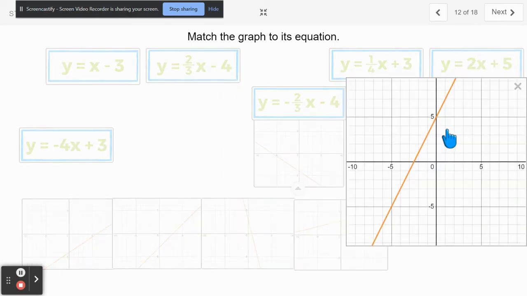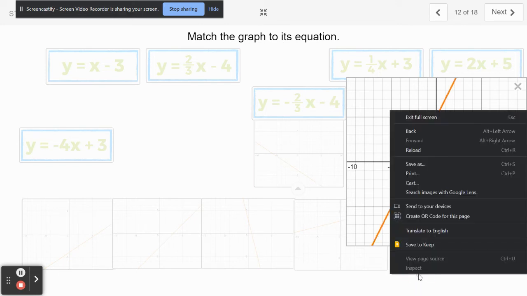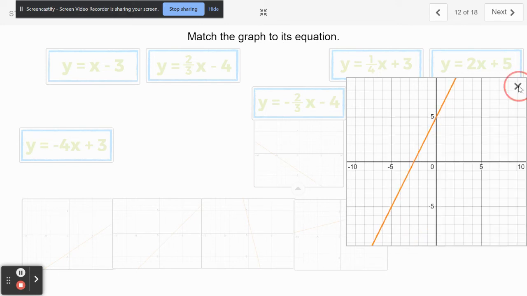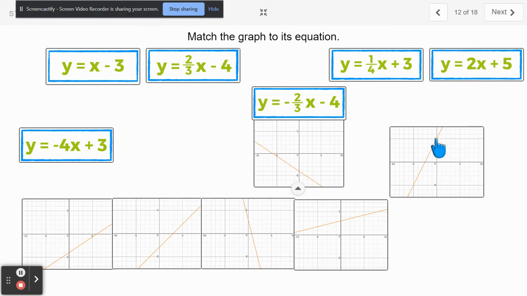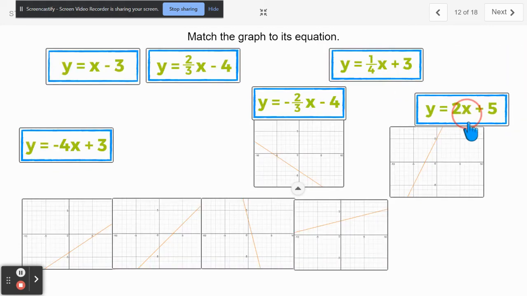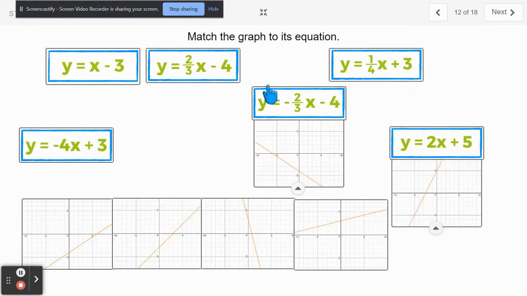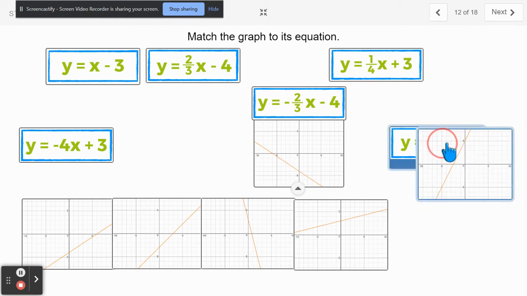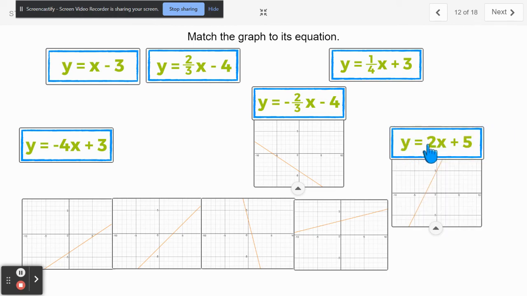What about this one? Where's the y-intercept? At positive 5. Do we have anything that's going to help us out? Hit the x. Positive 5. I see it right there. Positive 5. That's the y-intercept. You don't even need to do anything else because there's no other positive 5s as y-intercepts. All right, you're going to finish this screen for me.